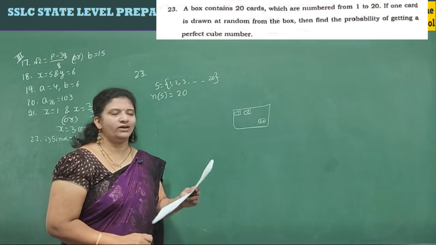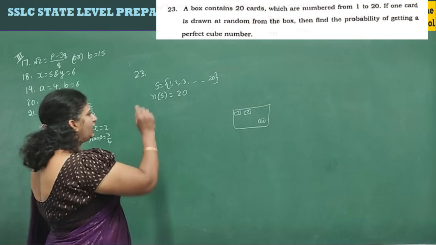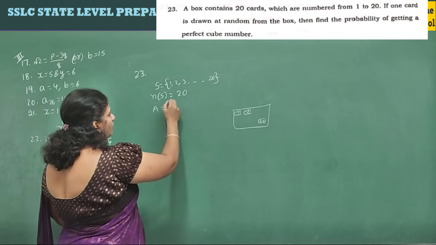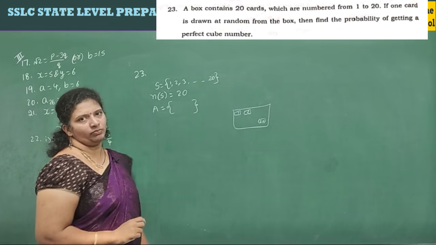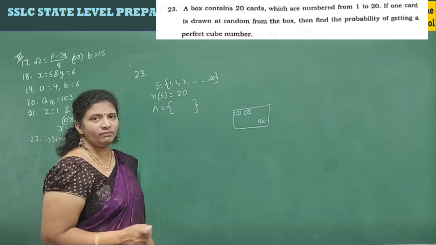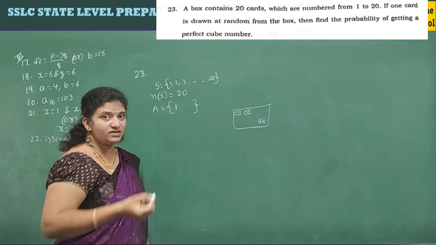And the event question: probability of getting a perfect cube number. Let the event, I'll consider it as A. And what are the elements in it, children? Perfect cube numbers. From 1 to 20, what are all the perfect cube numbers? That is 1. 1 one is 1.